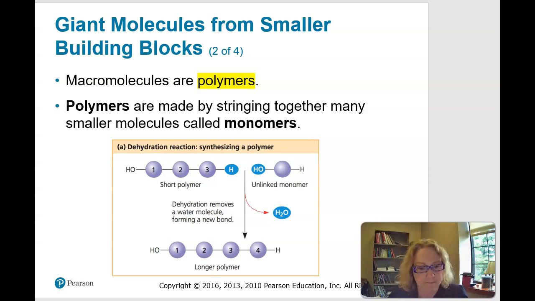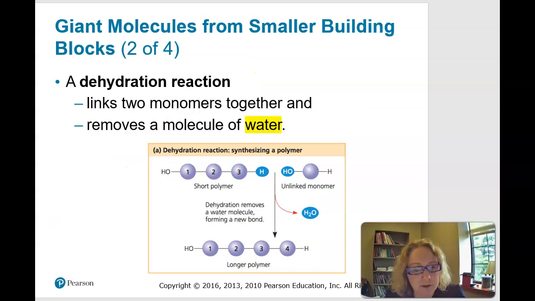One monomer. So you have, this is a monomer. It's a carbon with some hydrogens and an oxygen on it, and it's going to link together, and it's going to make a longer polymer. So a polymer consists of a bunch of monomers. Polymer, monomer. How does it do this?